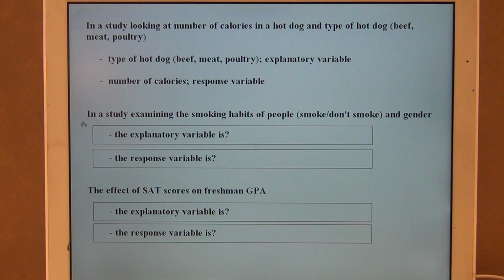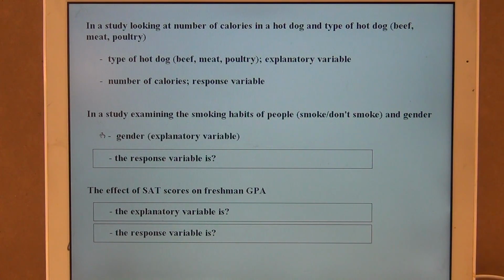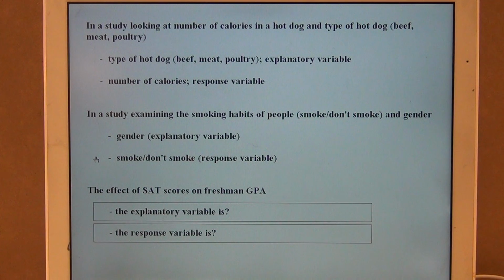Let's take a look here. In a study examining smoking habits of people, they either smoked or they don't smoke, and gender. Smoking habits and gender, what is the explanatory variable and what is the response variable? All right. Explanatory variable would be gender. Is there a difference in smoking habits between males and females? And the response would be whether they smoked or did not smoke.